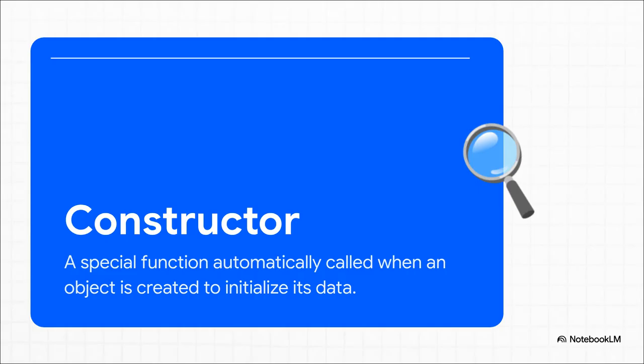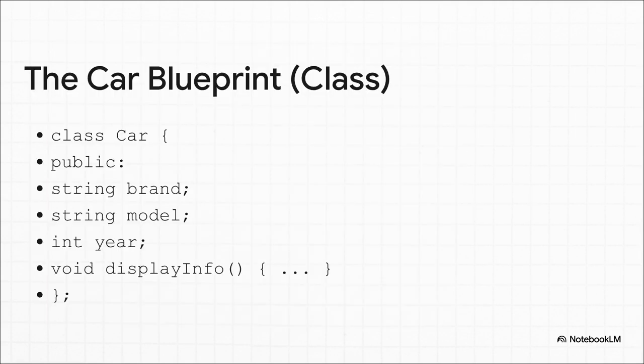The key piece of machinery here is something called the constructor. Just think of it as the big green start button for the factory assembly line. It's a special function inside our blueprint that has one job and one job only, to take the plan and actually build a new object from it. So when your code says, hey, make me a new car, it's the constructor that gets called to put all the pieces together. And here we go.